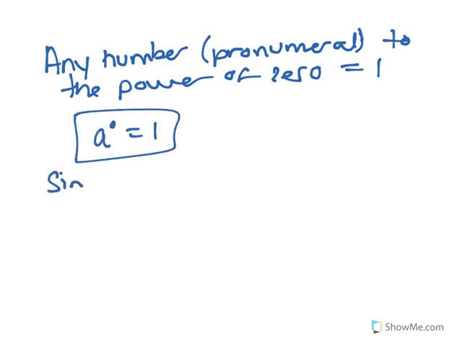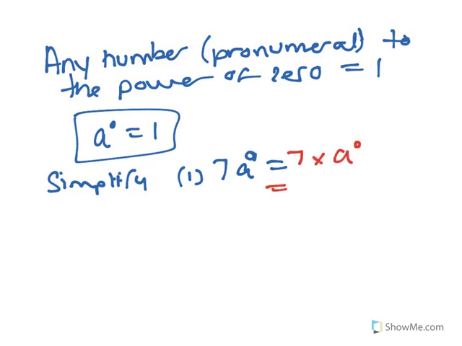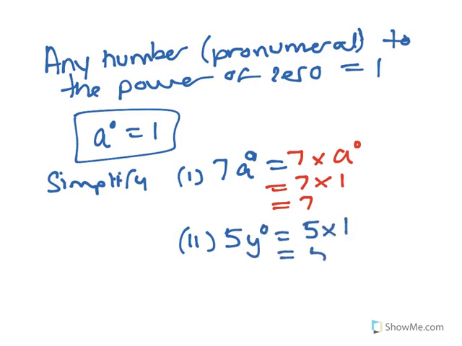So I want you to simplify these. Have a look at these ones. So 7a to the 0, what do you think that would mean? That's 7 times a to the 0, and a to the 0 is 1, so it's just 7 times 1. 5y to the 0 would be 5 times 1, which would be 5. 9a to the 0 is 9 times 1, which is 9.